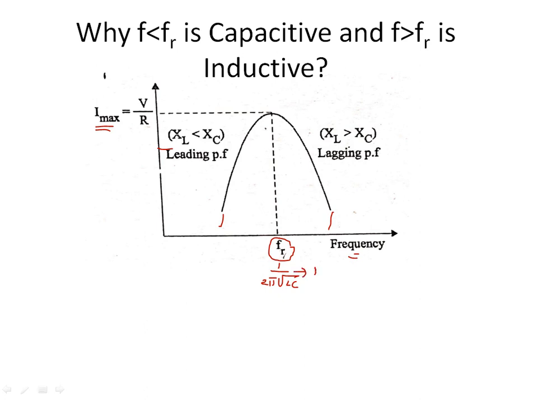At that frequency, the circuit will behave as purely resistive, like a DC circuit, even though it has AC. That means the effect of inductance as well as the effect of capacitance will be cancelled, right? So in this condition, cos phi is equal to 1. Statement number 1, statement number 2. Okay, fine. So why is this region capacitive?